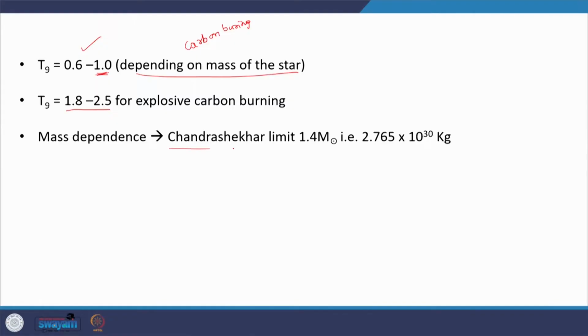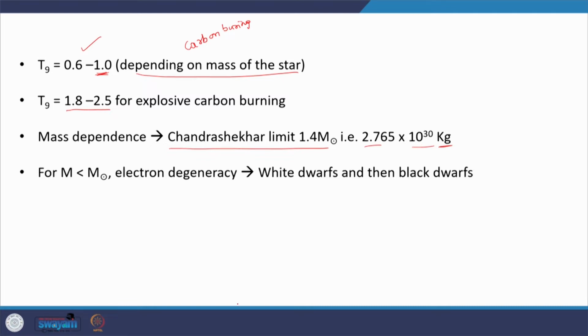Now, you might be aware of a very important quantity, that is the Chandrasekhar limit. The Chandrasekhar limit says that if the star mass is less than 1.4 times the mass of the sun, in terms of kilograms we can say it is 2.7 times 10 to the power of 30 kg, what will happen? If it is less than 1.4 M sun, then the central core does not have temperature enough to ignite the carbon. Listen carefully. Whatever temperature is available within the central core, it is not sufficient to ignite the carbon.